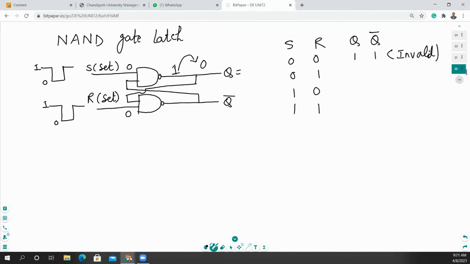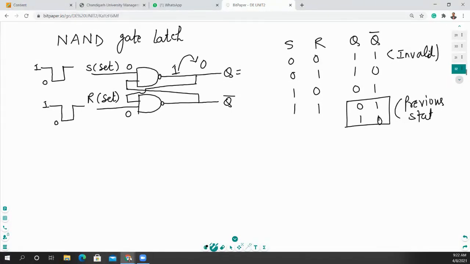Okay. So when you provide 0 and 1, it will give you the output as 1 and 0. And when you apply the input as 1 0, you will get output as 0 1. Okay, and when you apply 1 1, there are two possible combinations for the output. Either it should be 0 1 or it should be 1 and 0. Okay, so it will depend upon the previous state.